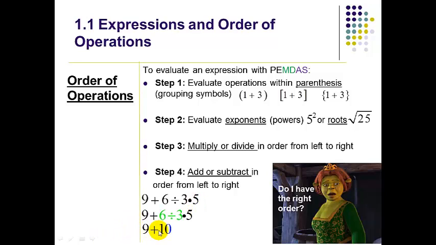And then we go back to this addition because I don't have any division or multiplication, and I am only left with addition. So 9 plus 10 is 19. Pat yourself on the back if you got that right. No worries if you didn't. Again, we're going to be practicing a lot in class.